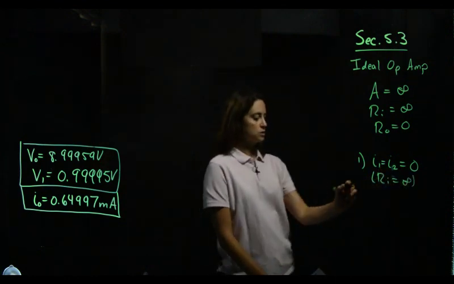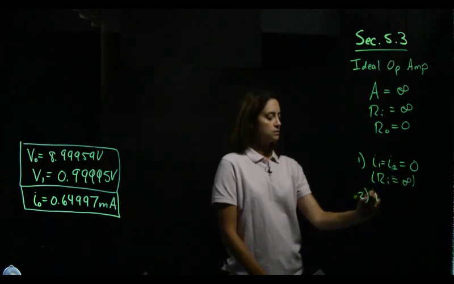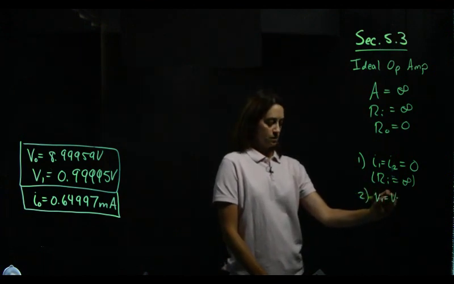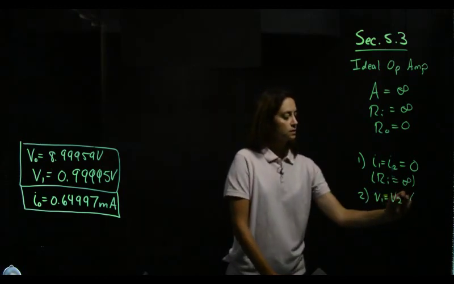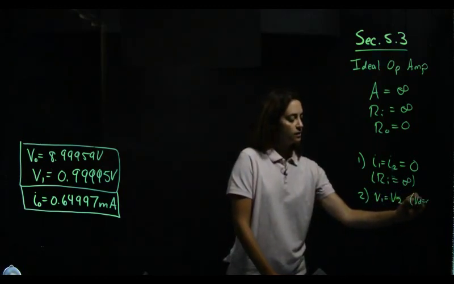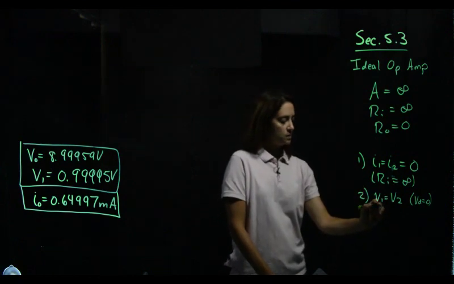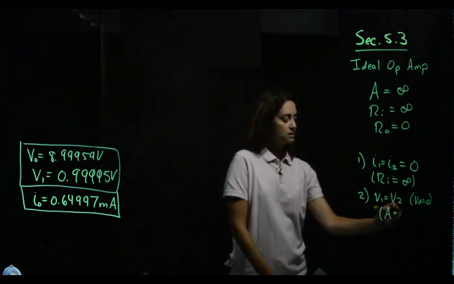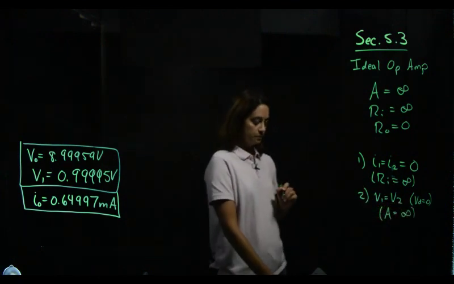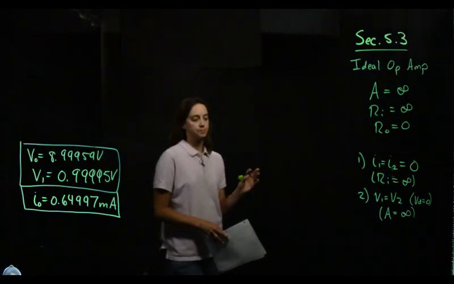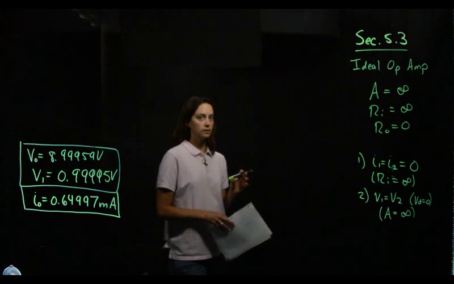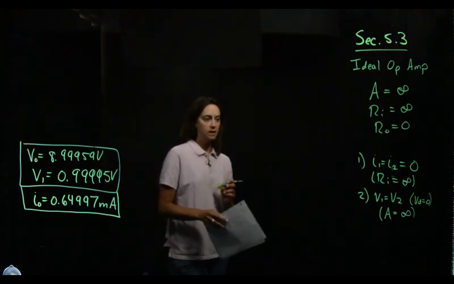Our second assumption we can make is that the voltage at our two inputs is equal to each other. In other words, our VD is 0. And that would be because our gain is infinite. So if we make these two assumptions, it's going to make our circuit really, really easy to solve. So let's take a look at that.